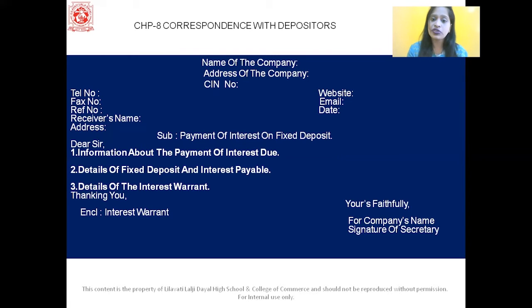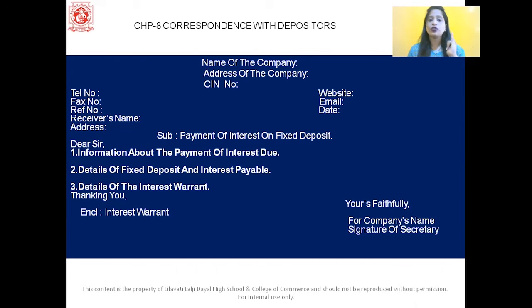Okay, so here the secretary is telling that the interest warrant is enclosed herewith. Please detach the interest warrant along the perforated line. Here, your enclosure is your interest warrant, and then towards your right, we have yours faithfully, company's name, and signature of the secretary.